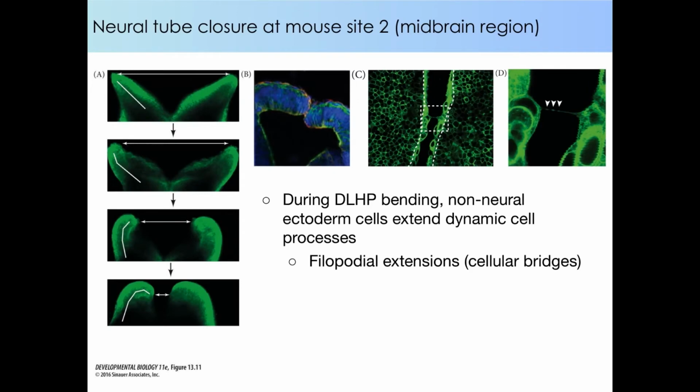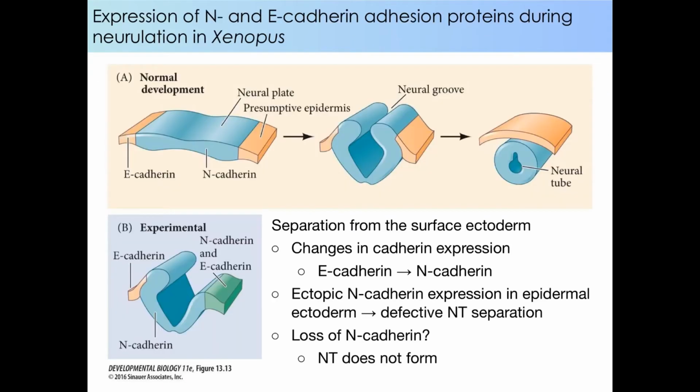While the exact mechanism behind the closure of the neural tube is not completely understood, the cells of the epidermal ectoderm surrounding the closed neural tube have been shown to extend filopodia, which is what you're seeing here, toward each other. However, the function of these filopodia is not currently known. What is known is that different cadherins need to be expressed in the neural tube and the epidermal ectoderm in order to allow for the proper closure of the neural tube and the separation of these 2 tissues.